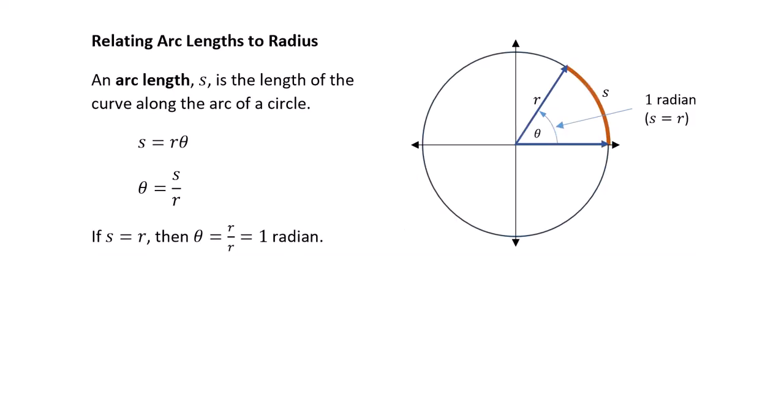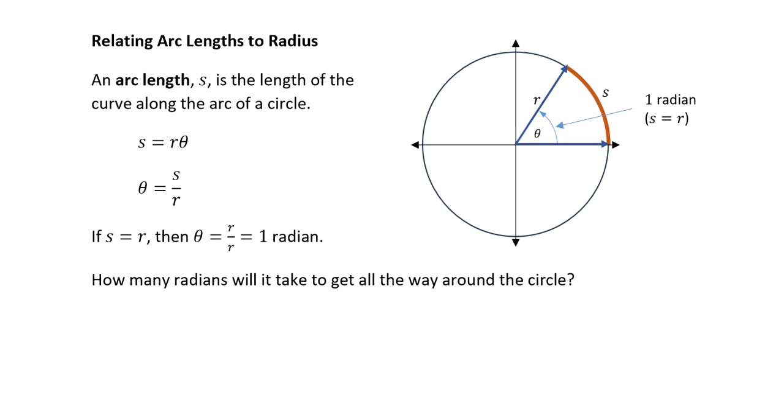Relating arc lengths to radius. An arc length S is the length of the curve along the arc of a circle. S equals r theta. Theta then is S divided by r. Now here, if S equals r, then theta is equal to r over r, which is 1 radian.